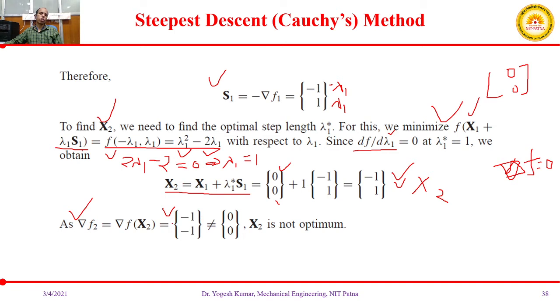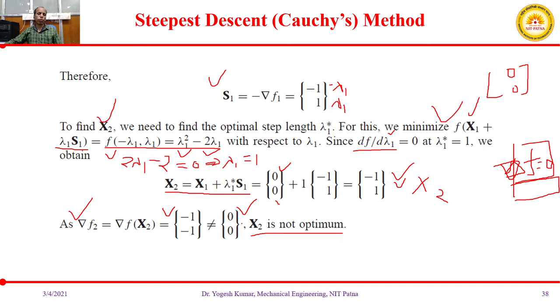As I told you, for the optimum value the gradient should be equal to 0. So it is not equal to 0 comma 0. It means your x2 point is not optimum. You need to further explore the possibility to get the optimum solution. Okay, so till now we have x2 equal to minus 1, plus 1.